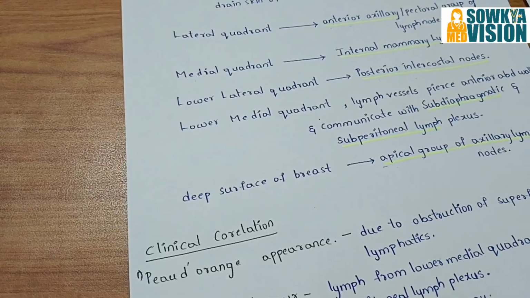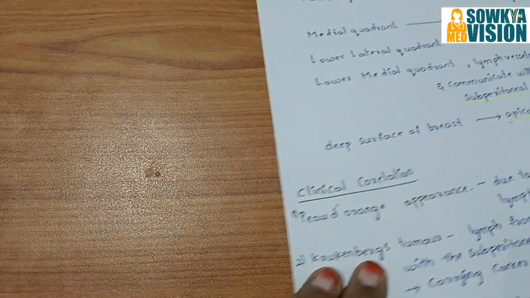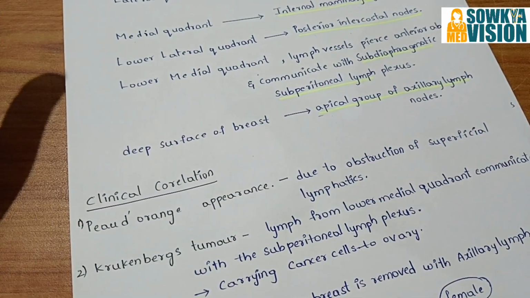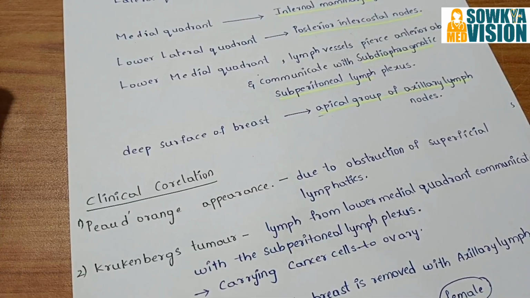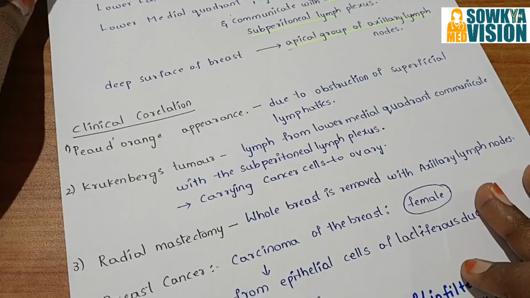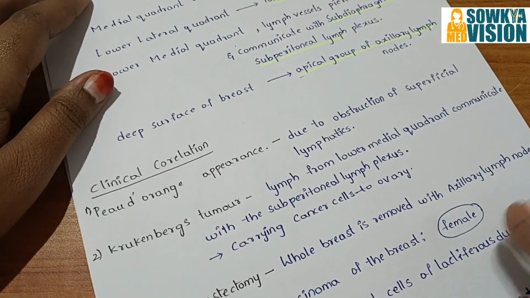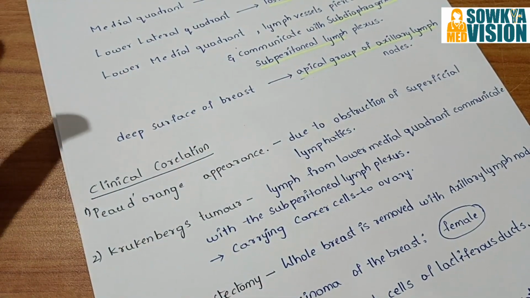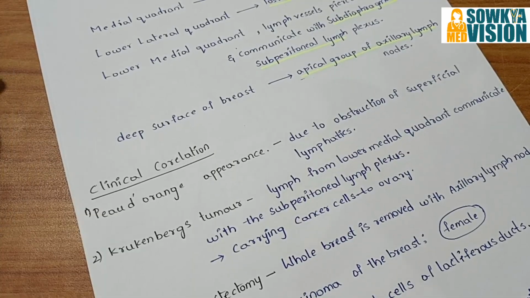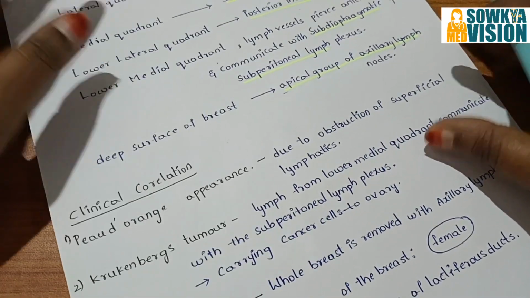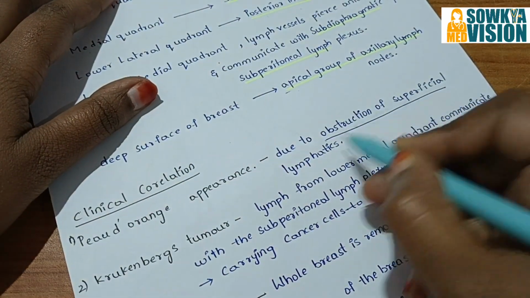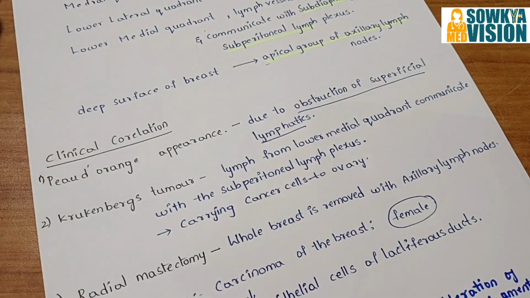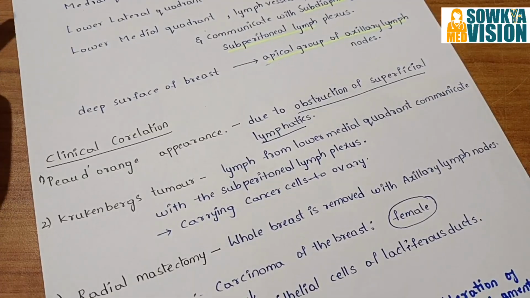Let's see the clinical correlation of the breast. Very important. If any question is asked, either short answer or long answer, you must attempt to write the clinical correlation of the breast. First one is peau d'orange appearance. It is the appearance of the breast like the peel of an orange. Why? It is due to obstruction of superficial lymphatics. Obstruction of superficial lymphatics leads to an orange peel-like appearance of the breast.